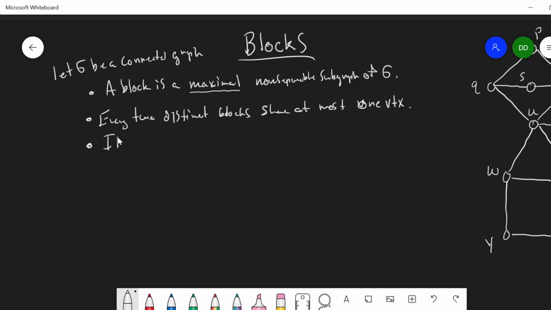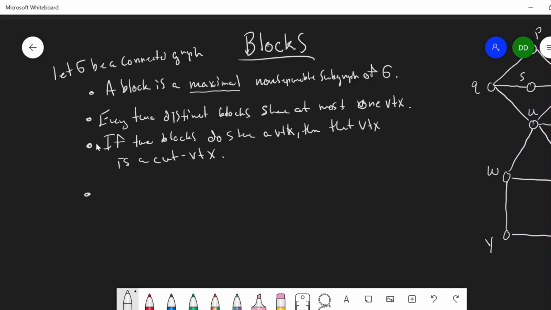If two blocks do share a vertex, then that vertex is a cut vertex. Again, the same idea here. If they shared a vertex that wasn't a cut vertex, we could add that vertex to the other block, and it would still be non-separable since we didn't add a cut vertex, and therefore the block wouldn't have been maximal to begin with.